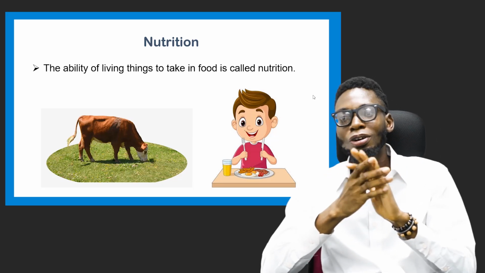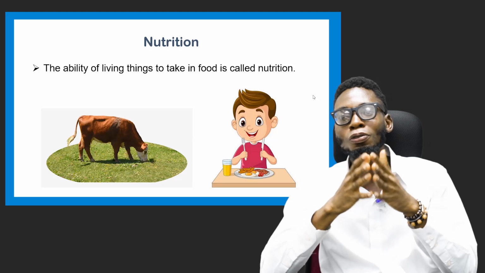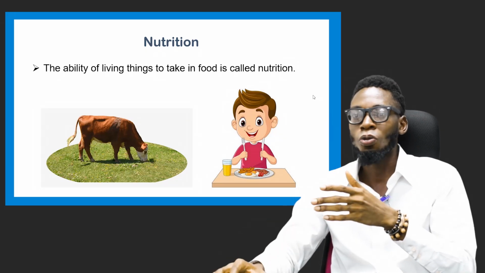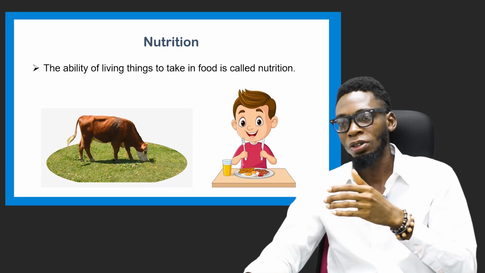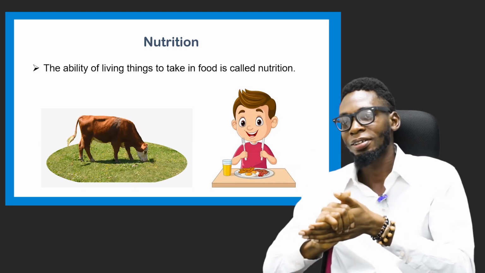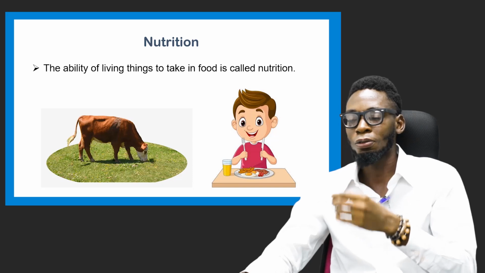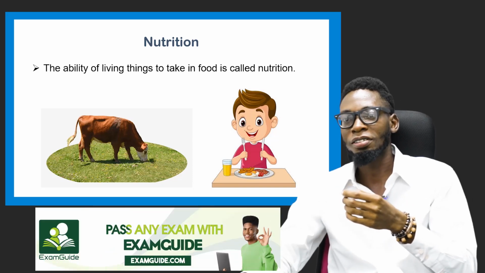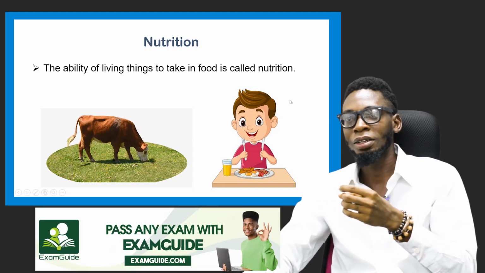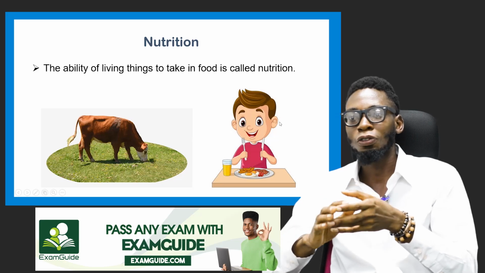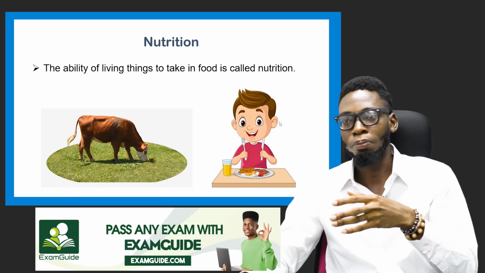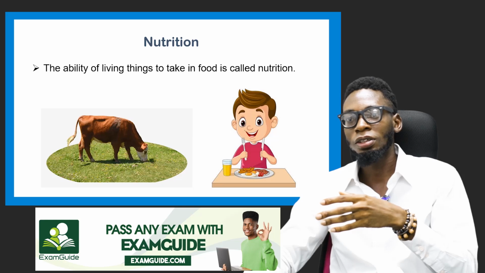All right, we also have animals that eat both plants and other animals. We call these omnivores. For example, man. All right, so nutrition is the ability of organisms to take in food, and I said the food is very necessary for growth and development, and it's also necessary for better functioning of parts of the body. All right, let's move on to the next one.